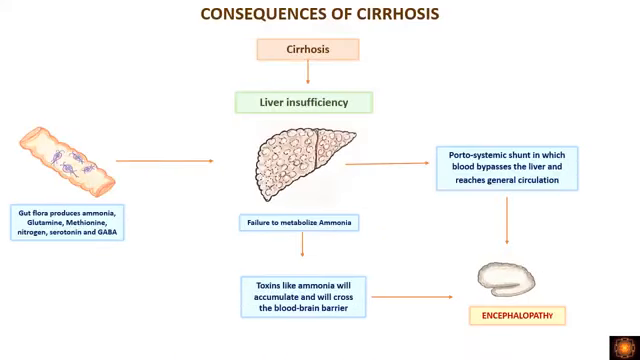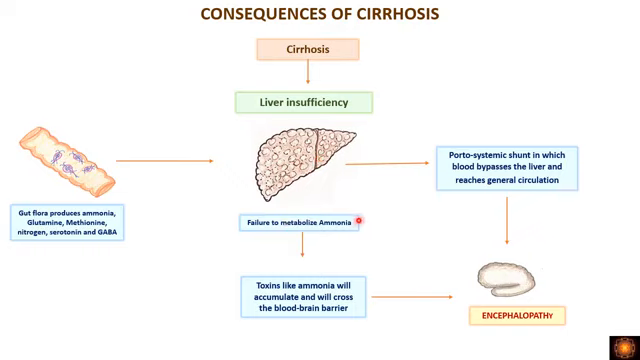Now the other consequence is what I told you, the liver insufficiency. The main function of the liver is that it detoxifies and metabolizes toxins. The abdominal gut flora will be producing ammonia, glutamine, methionine, nitrogen, serotonin, and gamma aminobutyric acid. All these substances enter the circulation, but they will be detoxified in the liver. But when we have a cirrhosis, we have a loss of the parenchyma and fibrosis, because of which the liver will not be able to detoxify the ammonia.